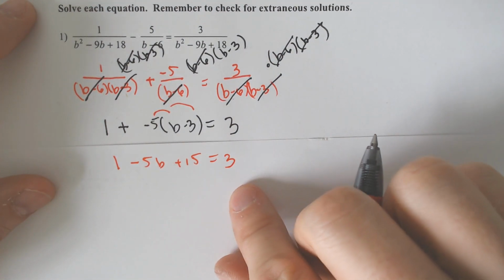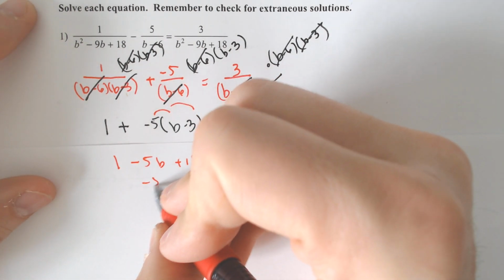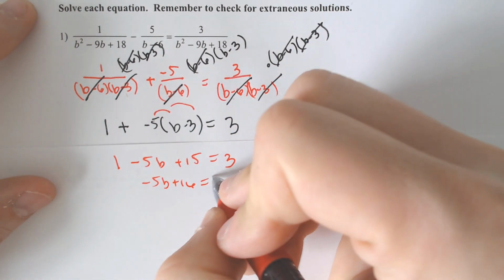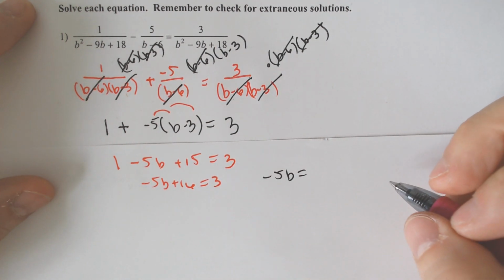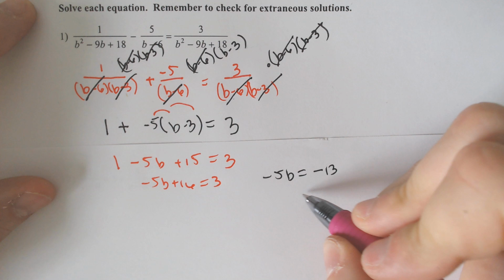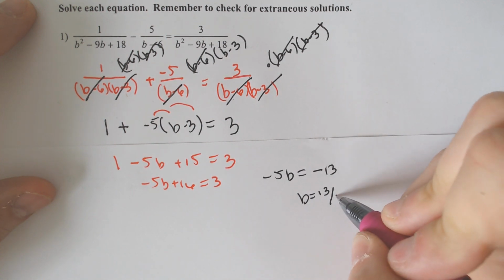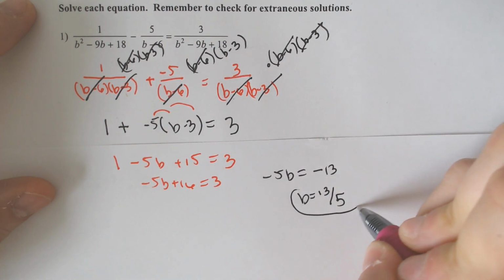And then we're going to just subtract the 15. Actually, we're going to combine. Negative 5b plus 16 equals 3. Negative 5b, when we subtract the 16, would equal negative 13, which means b equals regular 13 divided by 5.